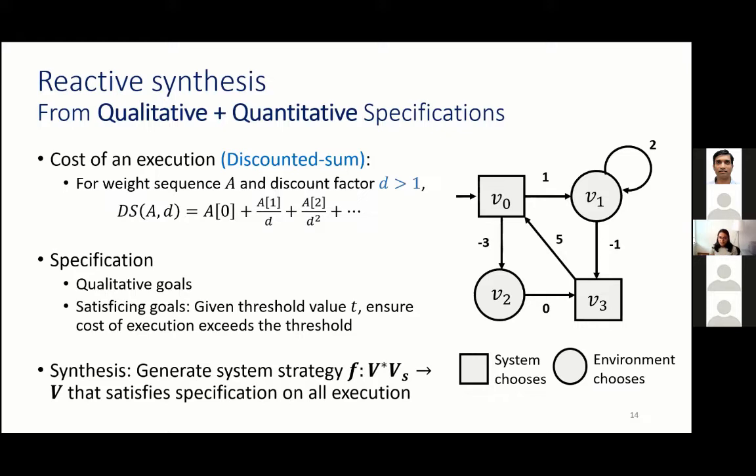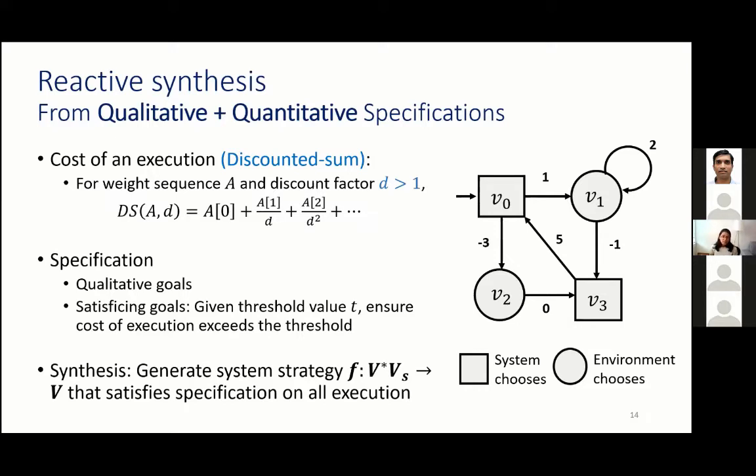for a given weight sequence A and discount factor D, which is greater than 1, the discounted sum is simply the sum of diminishing returns. So it is A0 plus A1 by D plus A2 by D squared, and so on and so forth. The reason the discounted sum is used to compute the cost of executions is because over infinite length weight sequences, this is one of the aggregation functions which is guaranteed to converge. Other functions like limit average do not have convergence guarantees, which is why discounted sum finds applications in planning and synthesis, reinforcement learning, and so on and so forth.